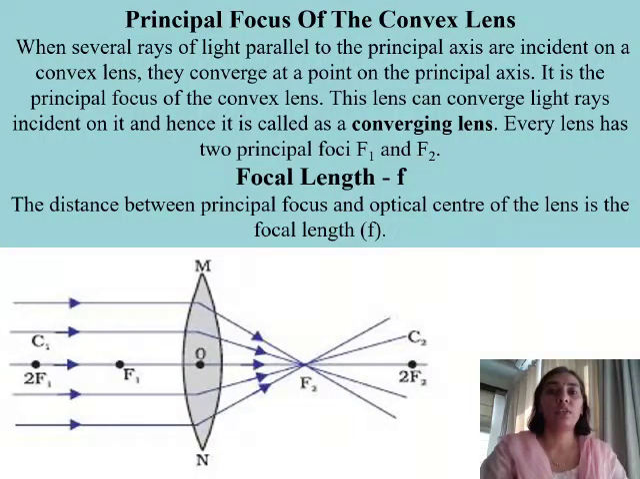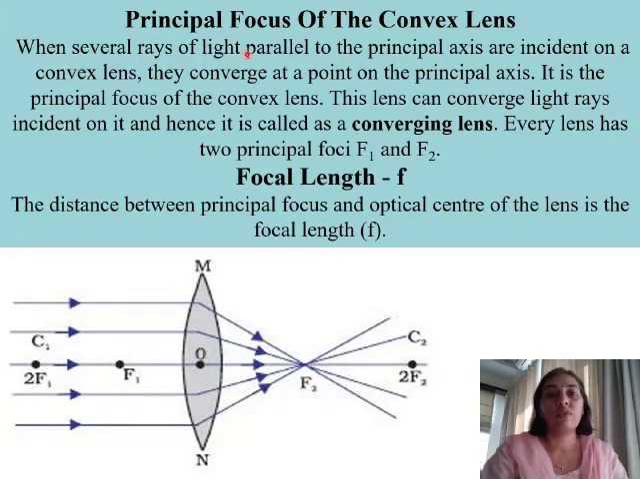Let us learn two more terms. Principal focus of the convex lens. So here we have shown a biconvex lens. MN is our biconvex lens, and we have this as our principal axis, and this is the optical center.